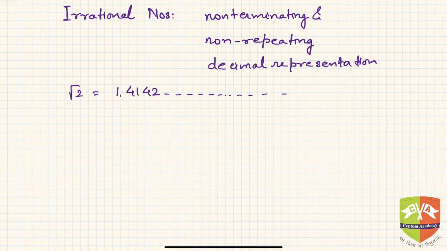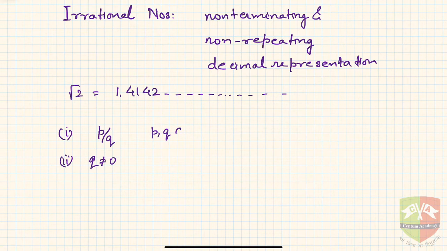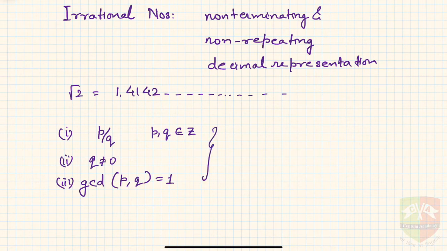So to prove that root 2 is rational, what do we have to do? We have to prove that all the properties of rational numbers are met. So what are the properties of a rational number? There are three criteria. One, it must be expressed in the form p by q. Two, q must not be equal to 0, and please note that p and q are integers. And three, the GCD of p and q is equal to 1. This is what we have defined rational numbers as, and if any one of these rules is violated, then we know that root 2 is not a rational number.